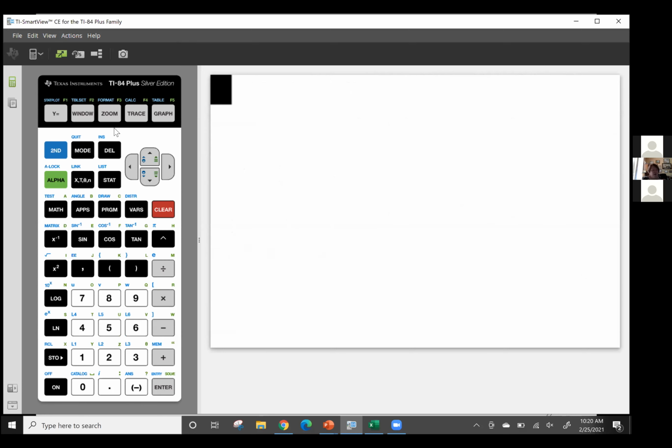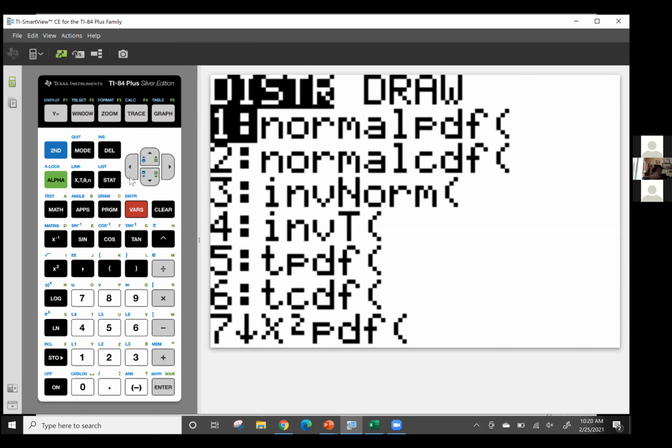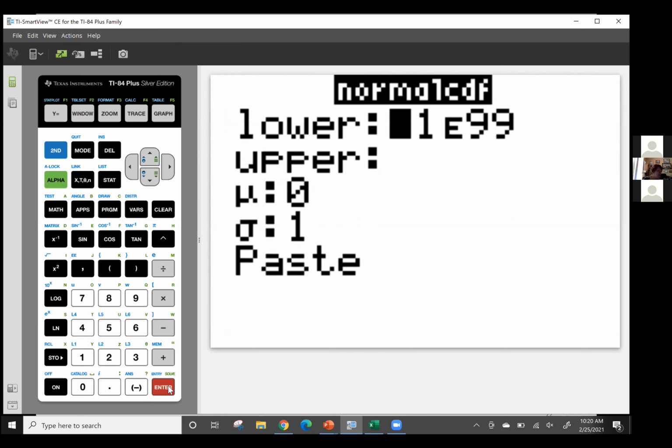I think this is the same one. Okay, so let's do our distribution. Okay. And I'm sorry about it. It makes it so big. It's just the way the emulator works.